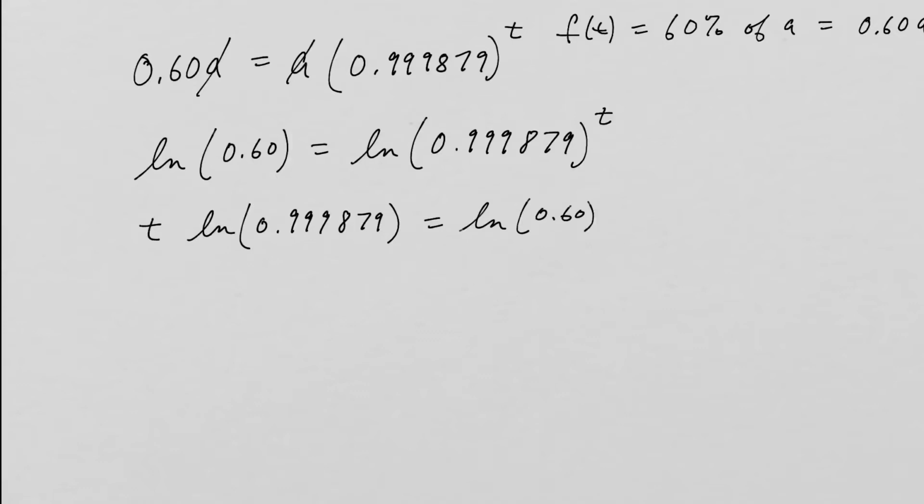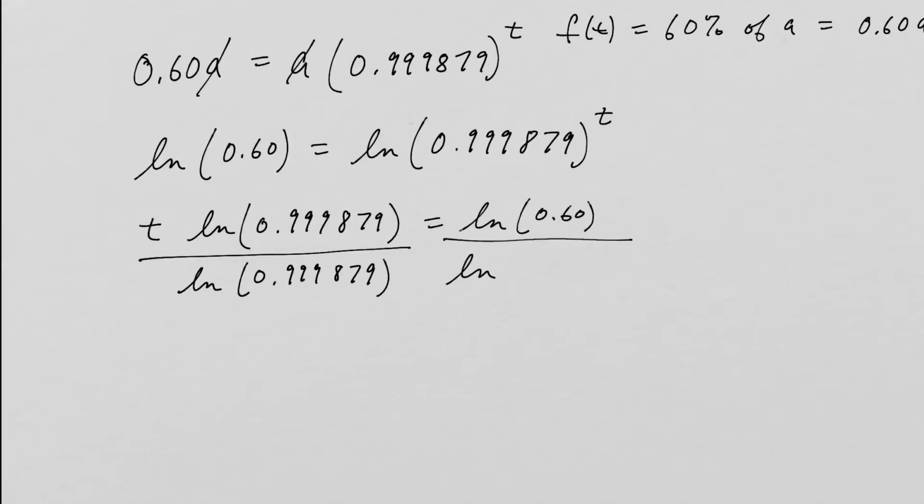And now I can divide both sides by natural log of 0.999879, right? And that will allow me to find t. So these will cancel. Whatever I do to one side, do the other side, so I'll divide on the other side. And then to get the final answer, you have to plug that into your calculator.